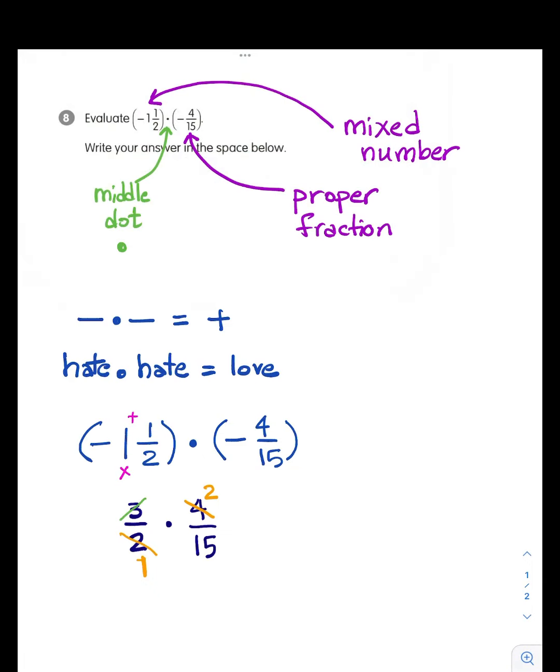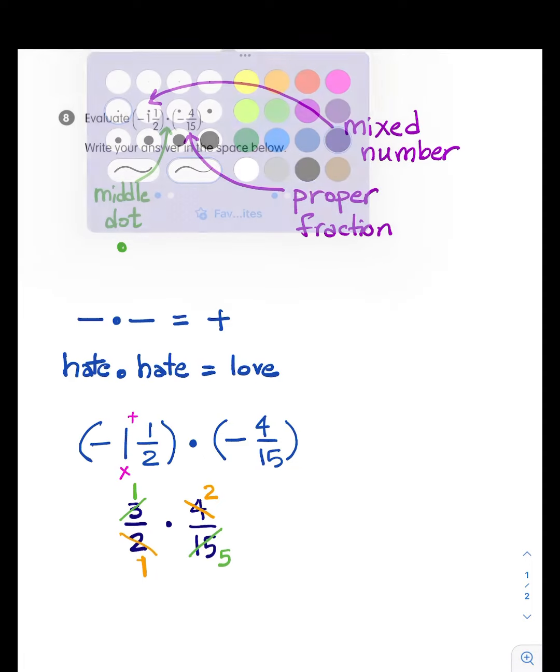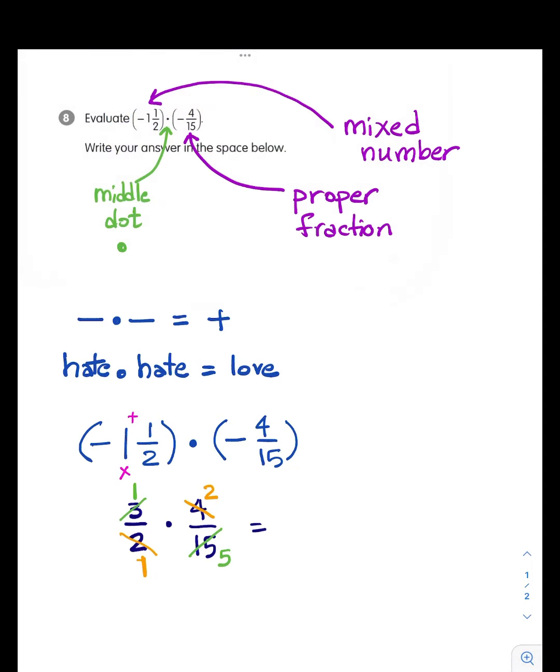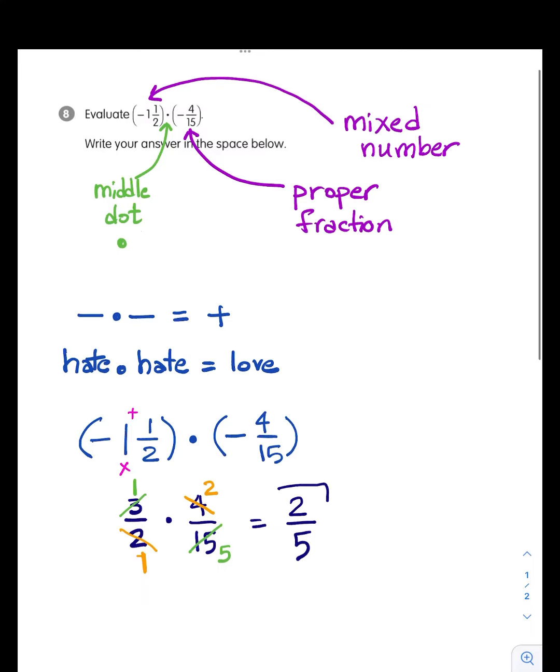We can also simplify before going further, before multiplying. We can divide this 3 by 3, we get 1. We can divide this 15 by 3, we get 5. And we multiply throughout, numerator times numerator, denominator times denominator, we get 2/5. And that is our final answer.